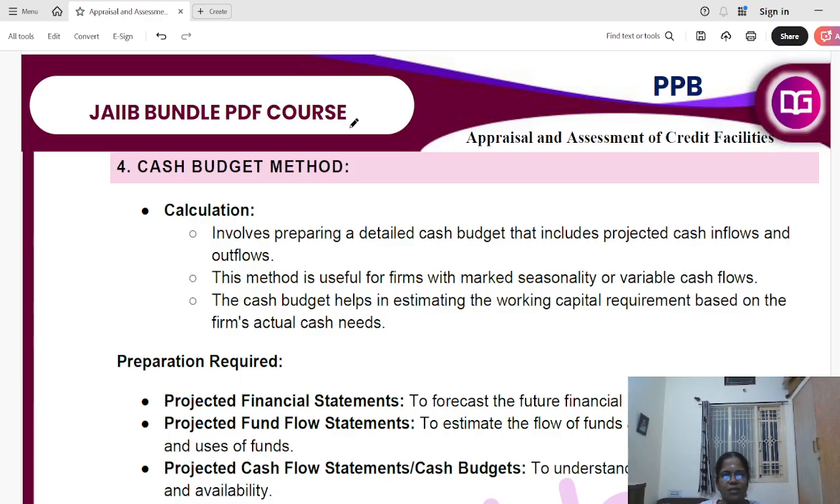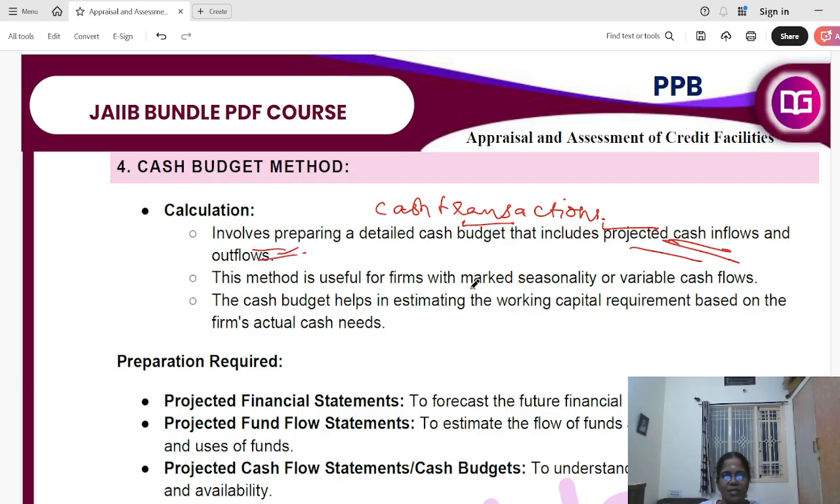Cash budget method: based on preparing detailed cash budgets, including the projected cash inflow as well as the outflow. Only the cash transactions will be taken into account for preparing the cash budget. No credit transactions will be taken into account. What is the cash inflow and the cash outflow? Based on that, they can decide.